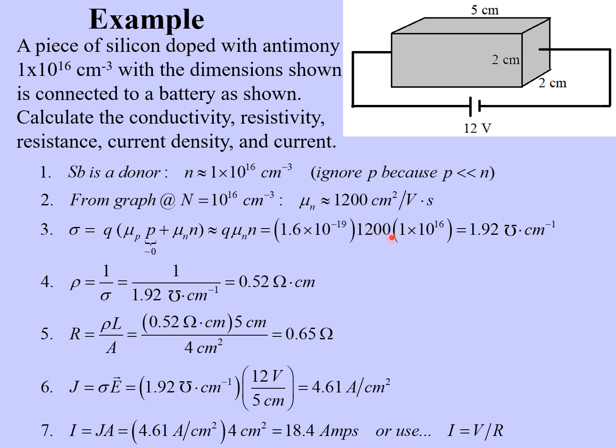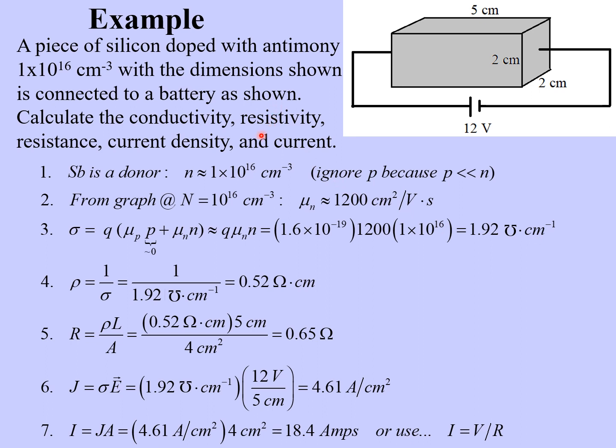I have to save room. I didn't include all the units. And N is the number of electrons. We calculated that up here. It's just equal to the doping density, 1 times 10 to the 16th. So if we multiply these numbers together, we get 1.92. And remember the kind of odd units are mhos per centimeter for conductivity. All right, so we're done with the first part.